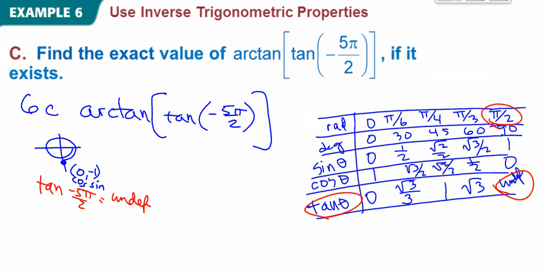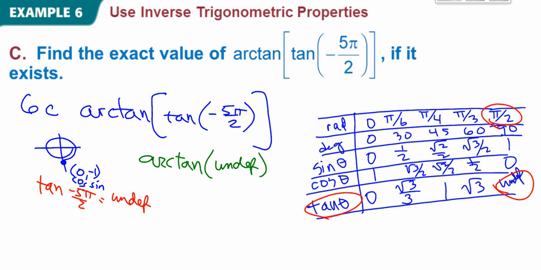But that's okay. That doesn't mean that this is not a defined thing, because now I want to find the arctangent of something that's undefined, my ratio that's undefined. Well, if my ratio is undefined when I find the tangent, what's the reference angle?